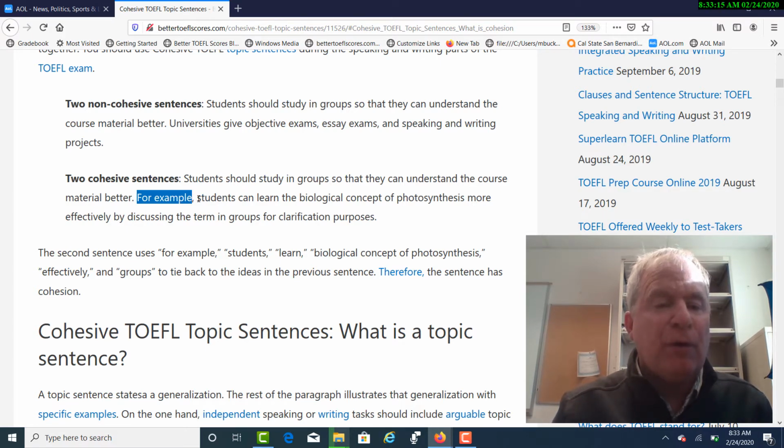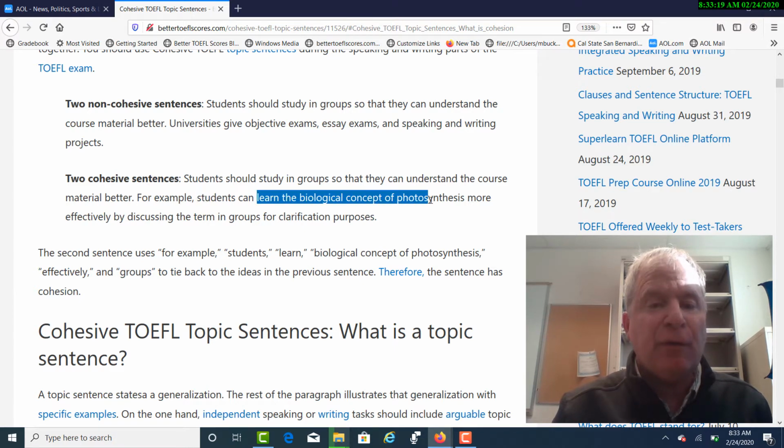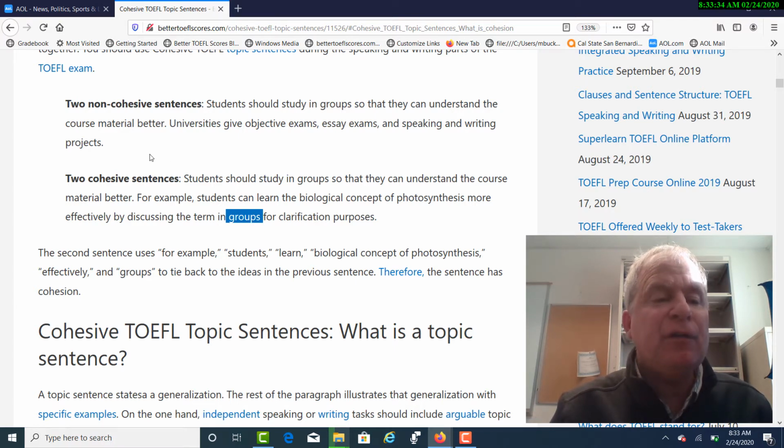The writer also uses the word students, and then learn biological concept of photosynthesis. You have also effectively, and then the most important word here is groups. And by using this transition word and then these specific words, it helps to tie the sentence back to the previous sentence. Therefore, the two sentences are cohesive.